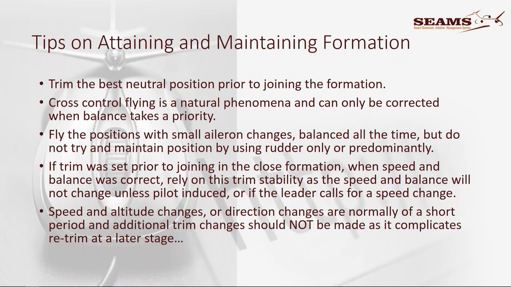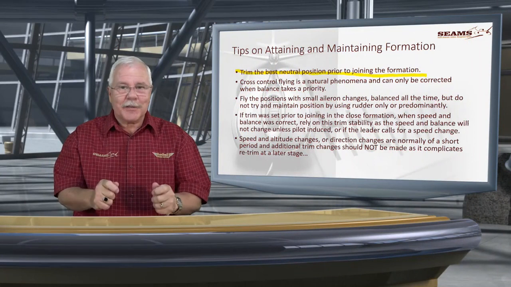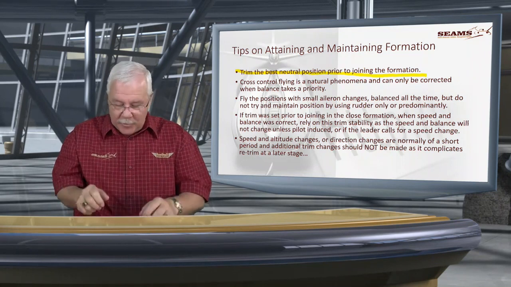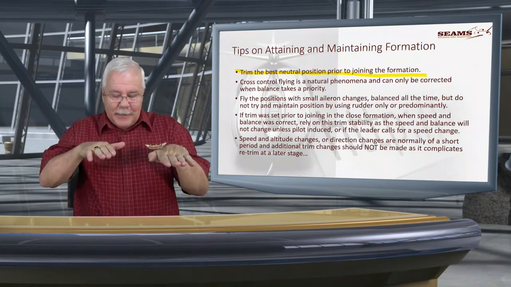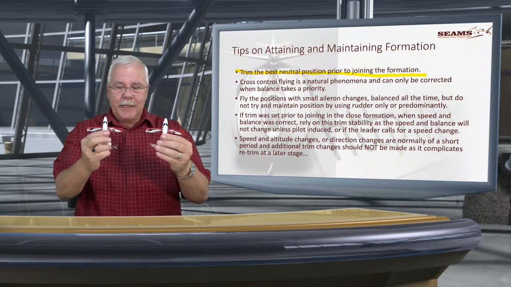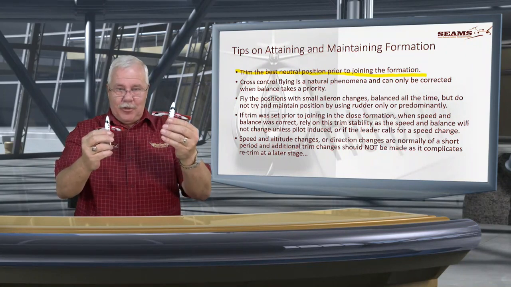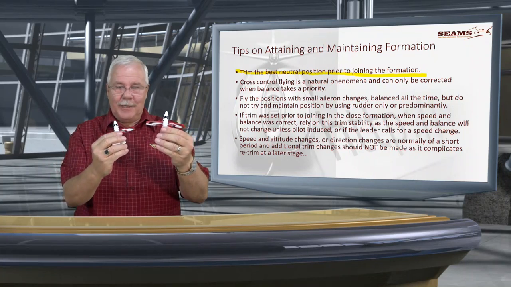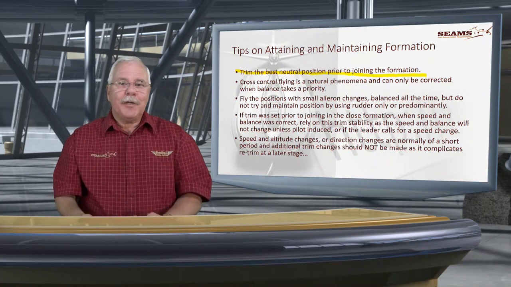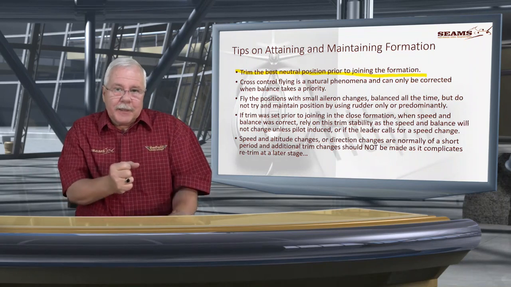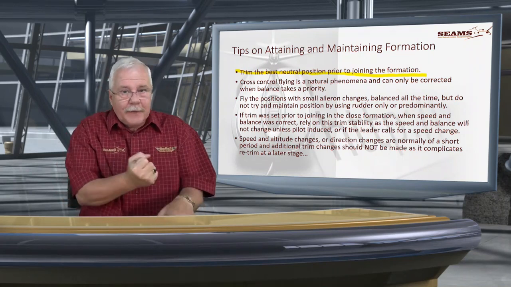Okay, tips on attaining and maintaining formation. Trim the best neutral position before joining. That is true. You know what the formation speed is going to be. As you get in here, match the speed, do the final trims, and now you move in. Because one of the big things is that eventually we start flying cross control. Instead of keeping the wings level, we start flying cross control. Be very aware of where your rudders must be. And if you feel that you're cross controlled, just think it and level your wings. Fly with your wings in and fly with your wings out.